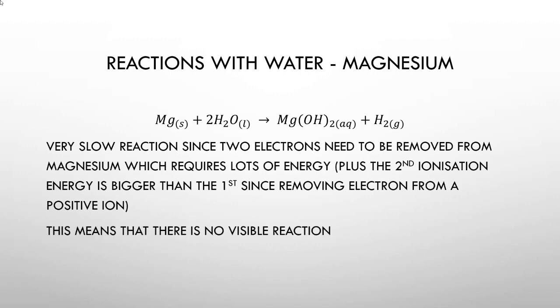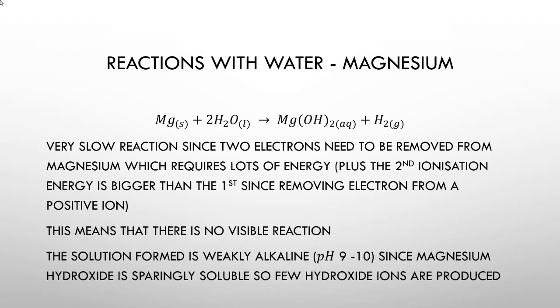And yeah, there's no visible reaction. The pH of the solution is 9 to 10, whereas sodium was 12 to 14, and this is because magnesium hydroxide isn't very soluble in water, so there are few hydroxide ions released.